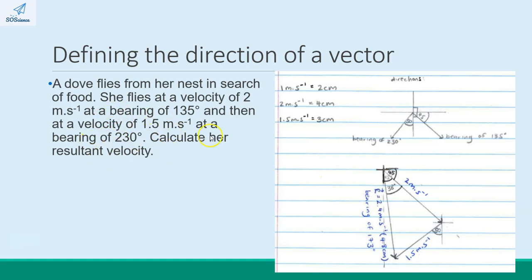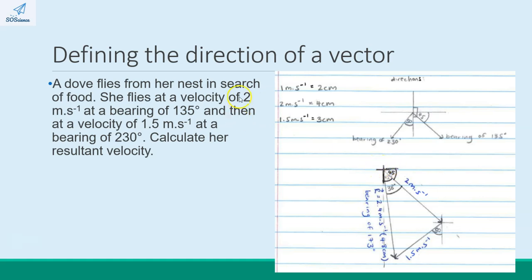A bearing of 230 degrees again means that I need to go from north and go all the way until I hit 230. So this is 90 and this is 180. 180 plus 50 makes 230. So if I measure an angle from the south of 50 degrees, that actually gives me a bearing of 230 degrees. Now, this vector diagram looks a little bit complicated, but let's look at it step by step.